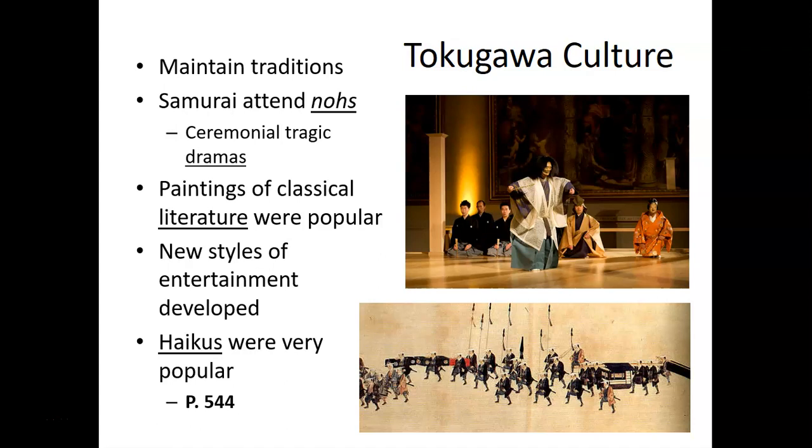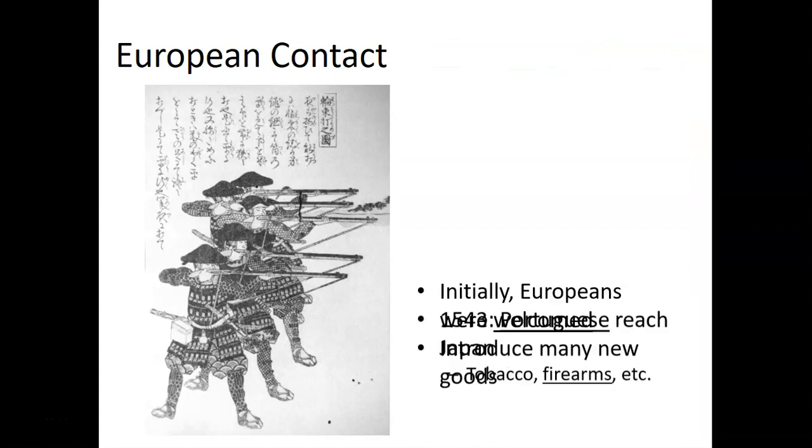You start to see new styles of entertainment develop, not just the nos ceremonial dramas, but you see haikus become very popular. And if you look at your textbook on page 544, they do give you an example of a haiku, which is just a poem of I believe it's 5 syllables, 7 syllables, 5 syllables, very short, and they become very popular during this time.